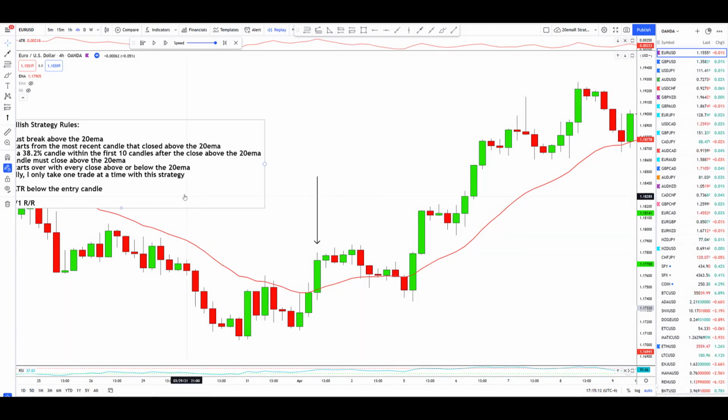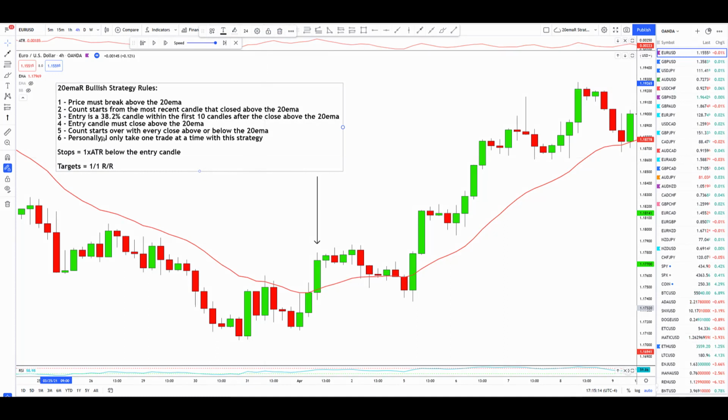What does that mean for our strategy? Well, if you look right here, the count starts over with every close above or below the 20 period moving average. So at this candle, we would start the count for below the 20 period moving average. And then when we get back above the 20 period moving average with this candle, we start back over at 0. Then we have 1, 2, 3, 4, 5, 6, 7, 8, 9, and 10.